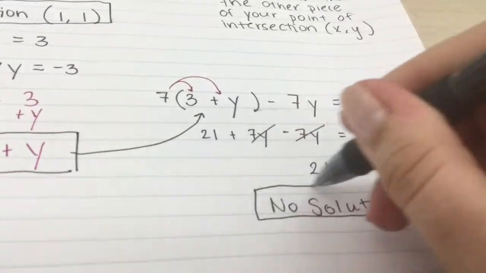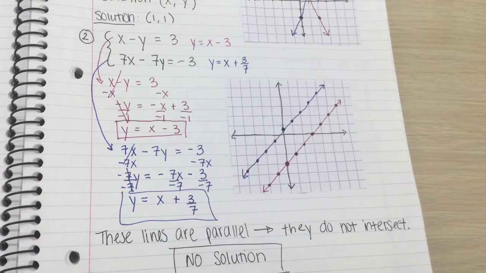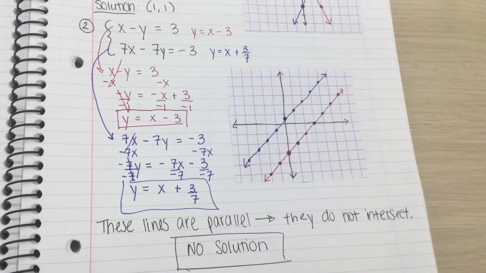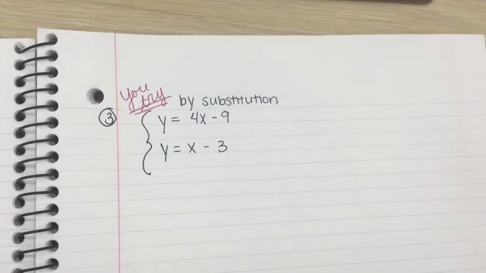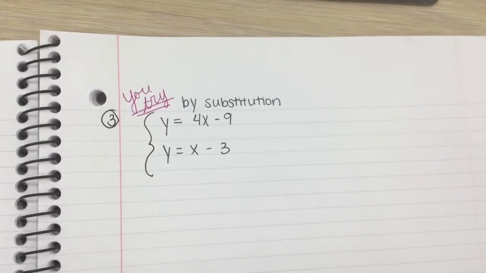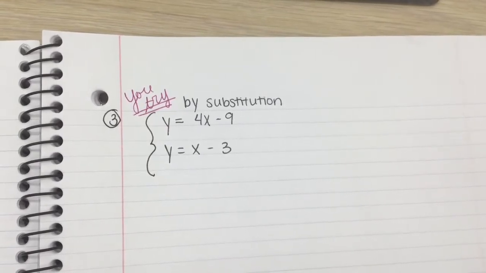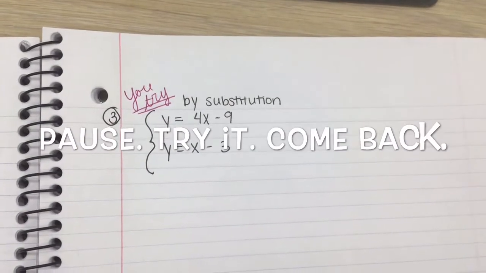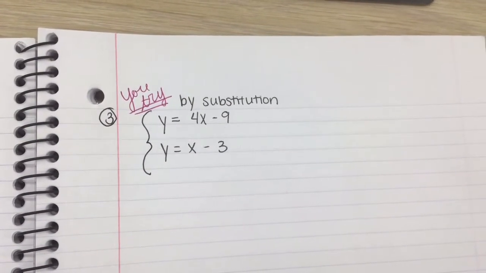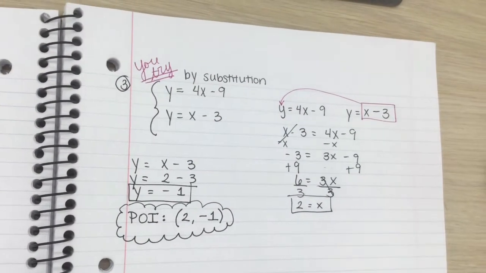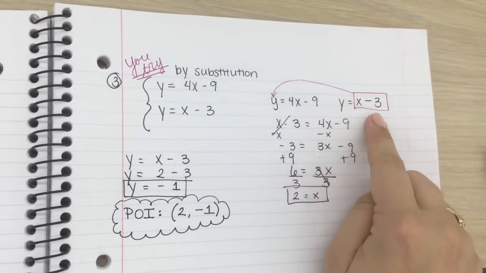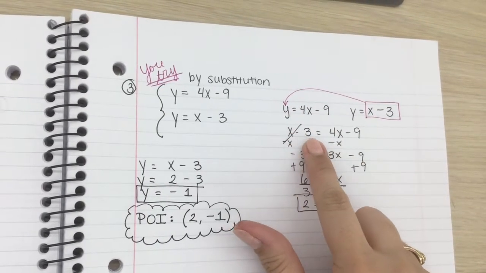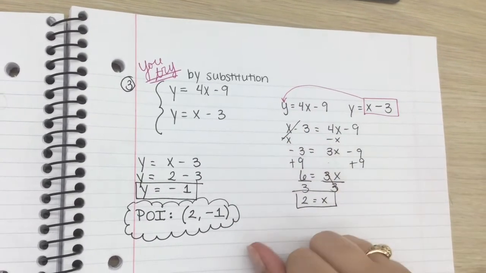That makes sense because when we graphed these yesterday, we did notice that they were parallel, which means they will never intersect. Go ahead and try this one on your own. Pause the video, substitute an equation into the other, solve for both x and y, and come back when you're finished. So you'll see here that I took that x minus 3 and substituted it in for y. So instead of y equals, I have x minus 3 equals, and then the rest of the equation, 4x minus 9.